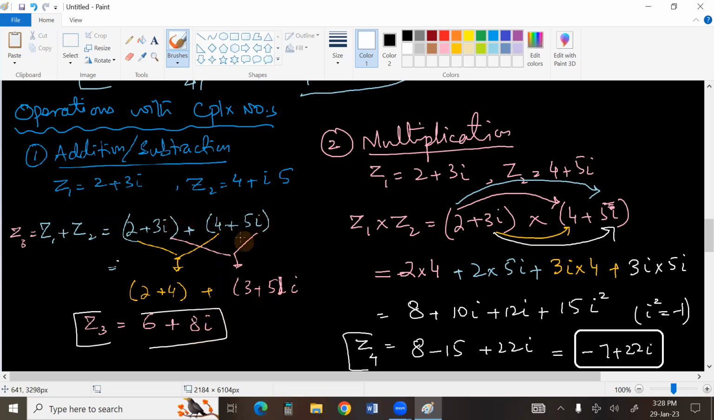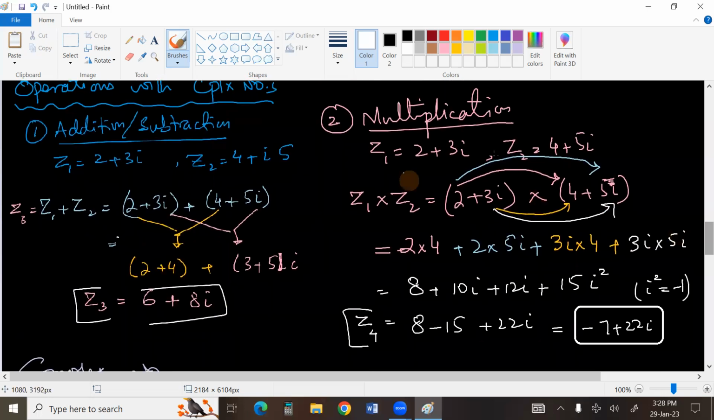And we call it the closure property, where addition or subtraction of two complex numbers results in another complex number. Let's say this is a complex number Z3. And so Z3 is 6 plus 8 iota. For multiplication, we have to do a bit more than that.